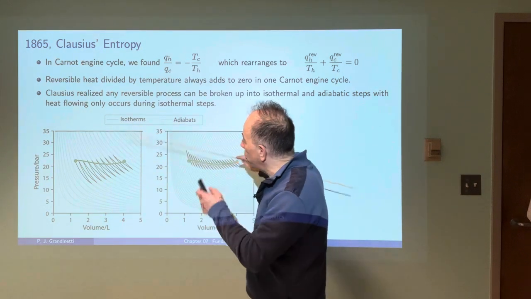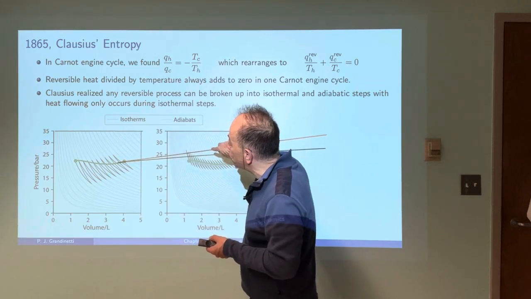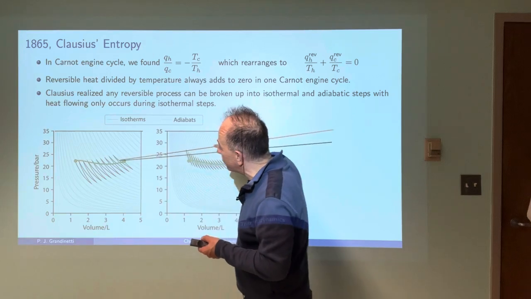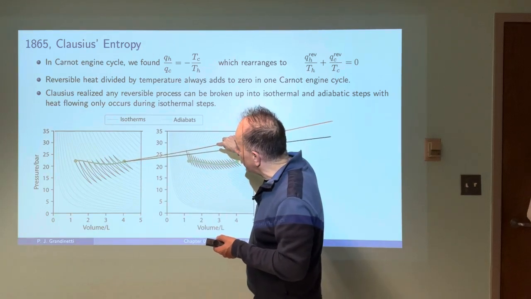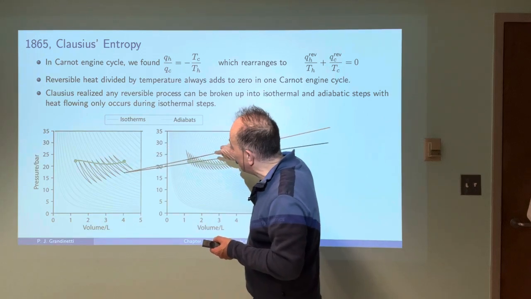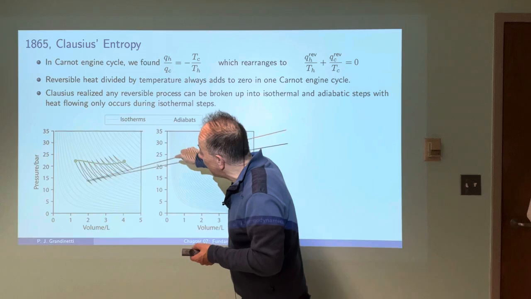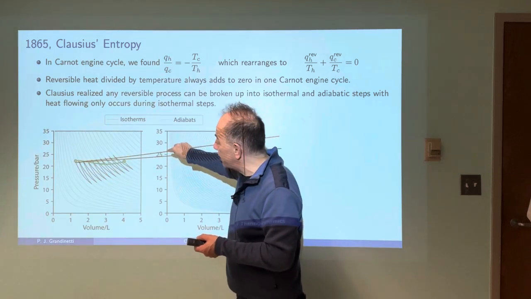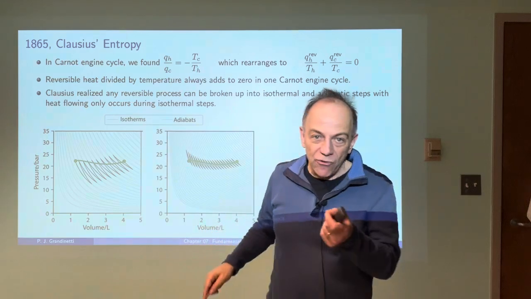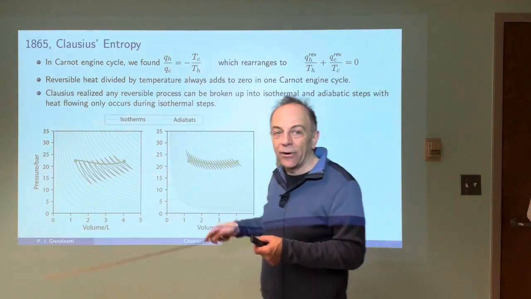And so what you can do, and this is what Clausius realized, is that if I have my reversible process, which is this green line, I could connect my initial and final states by first moving along an adiabat, then along an isotherm, an adiabat, isotherm, continuing like this, and eventually I would end up at my final state, and that path would be a very, very rough approximation for the reversible path, which is the solid green line.